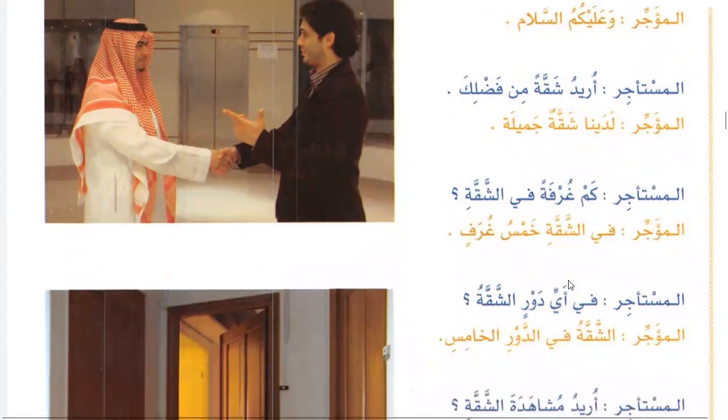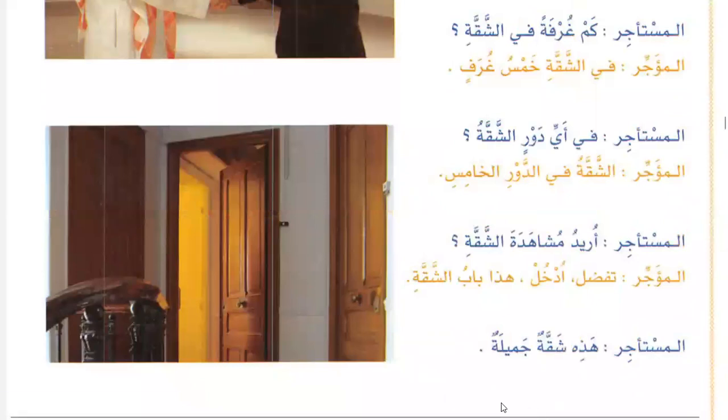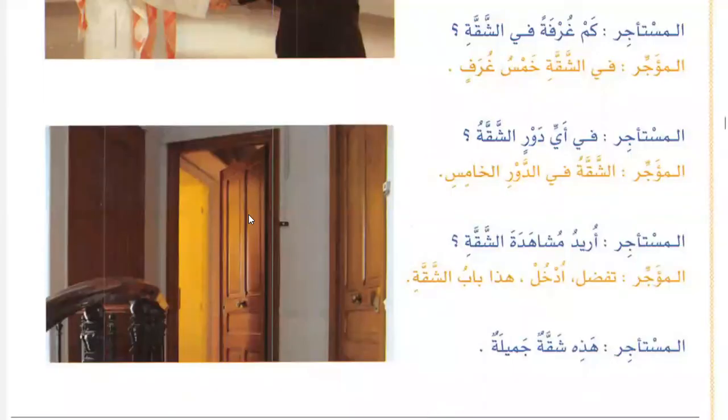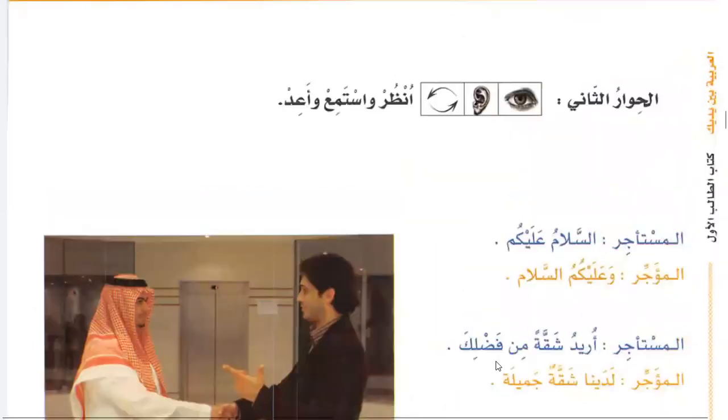Fi shakkati khams ghuraf. In the apartment there are five rooms. Fi ayyi dawr ash-shaqqa? On which floor is the apartment? The apartment is on the fifth floor. I want to see the apartment. Tafaddal. Yes, please. Udkhul. Please enter. This is the door of the apartment. This is a beautiful apartment.